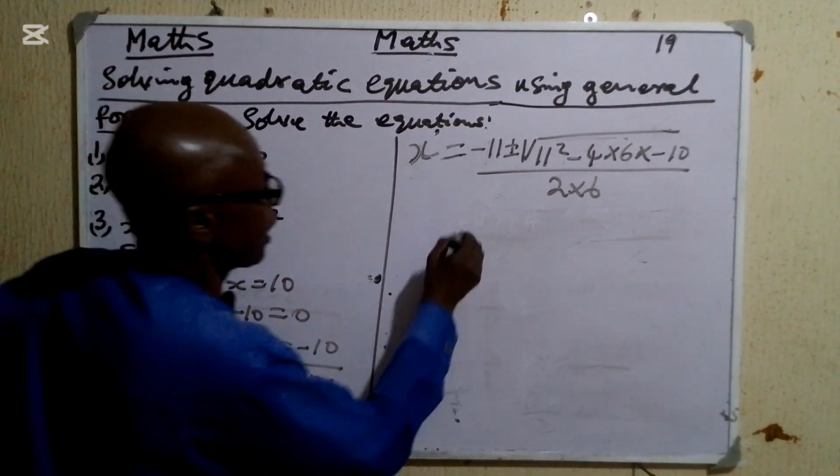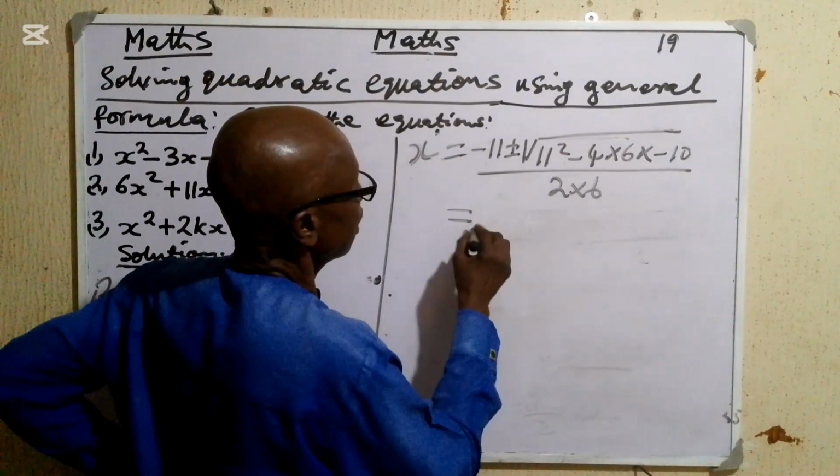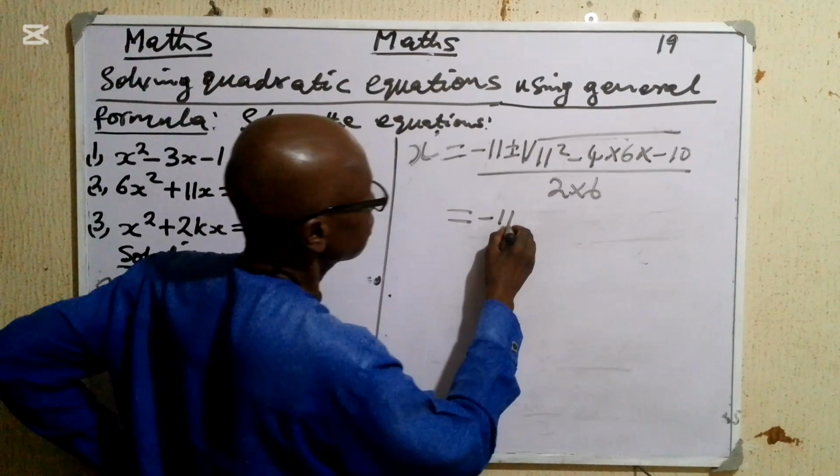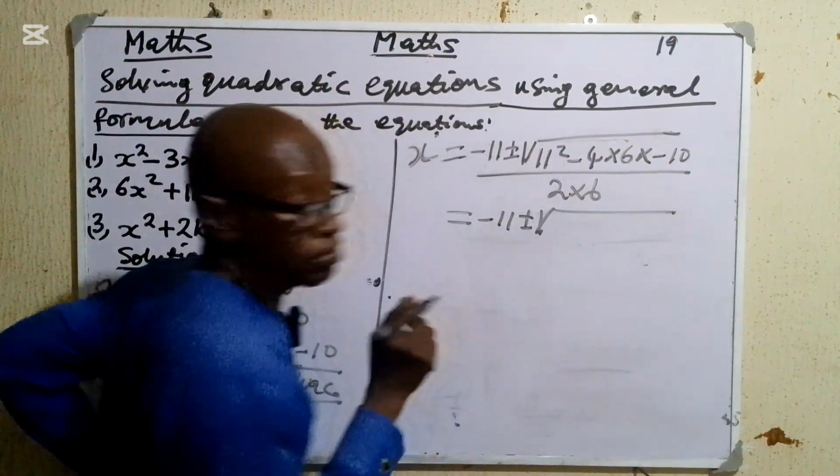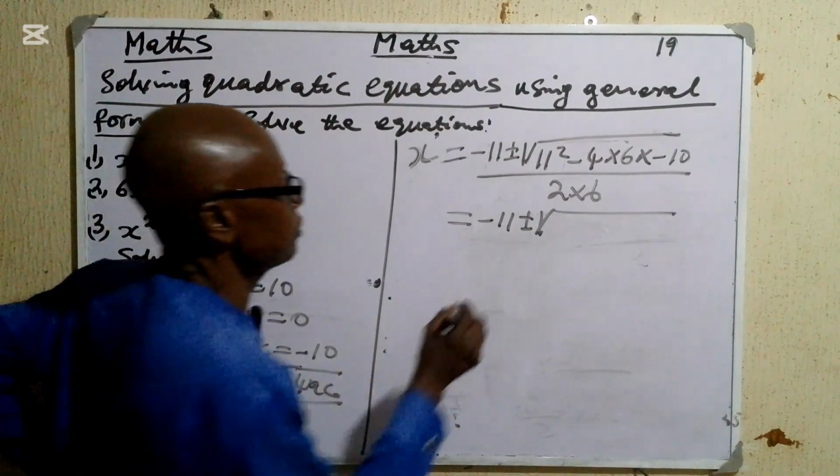So this will now give us minus 11 plus or minus square root of 11 times 11 is 121.